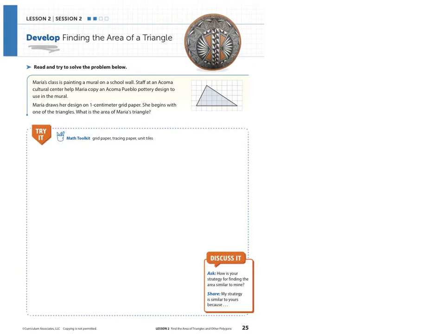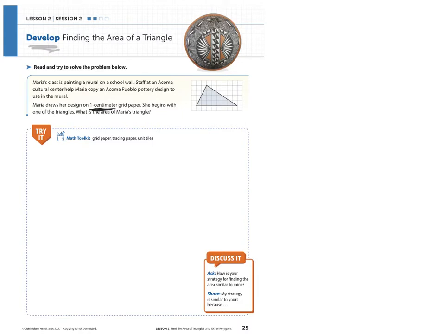Maria's class is painting a mural on a school wall. Staff and Okama's Cultural Center helped Maria copy an Okama Pueblo pottery design to use in the mural. Maria draws her design on a 1 centimeter grid paper, so we know our units are centimeters. She begins with one of the triangles. What is the area of Maria's triangle?